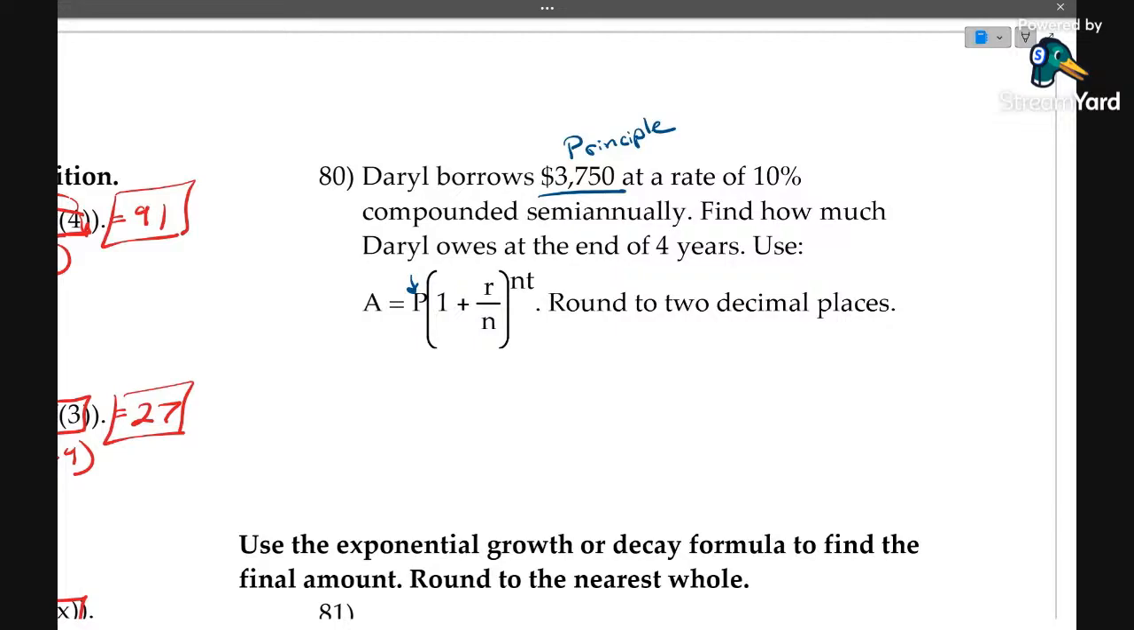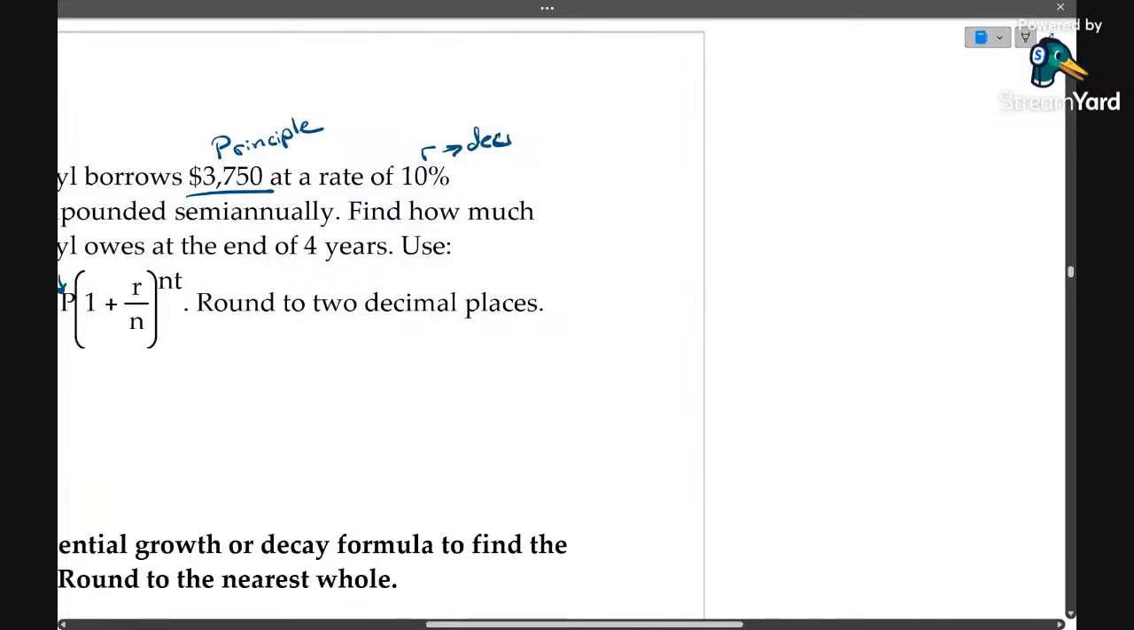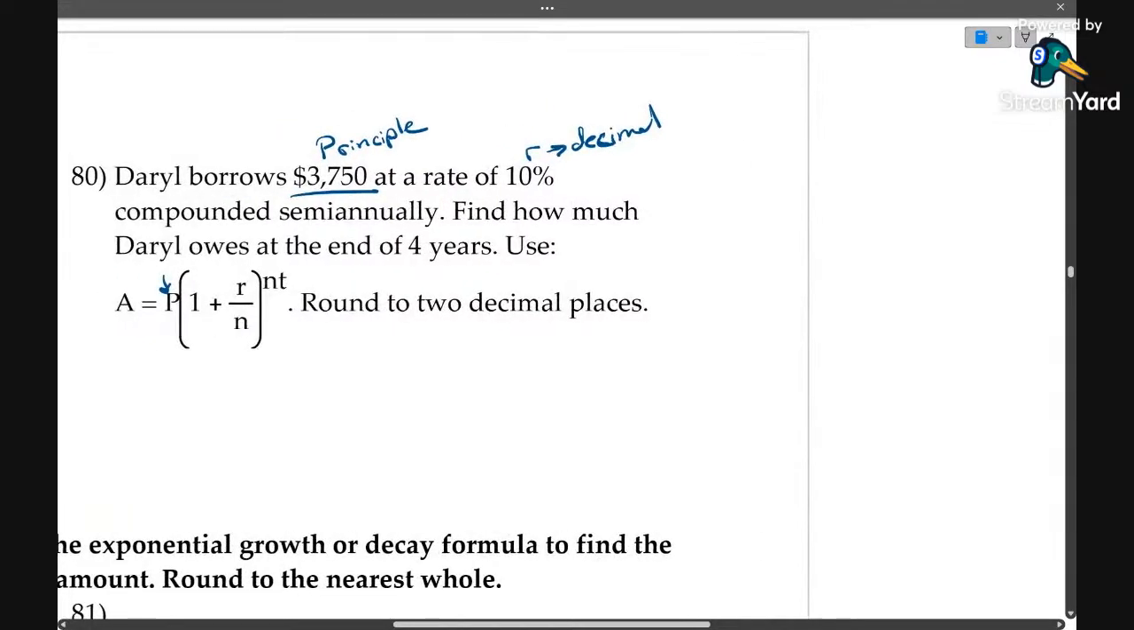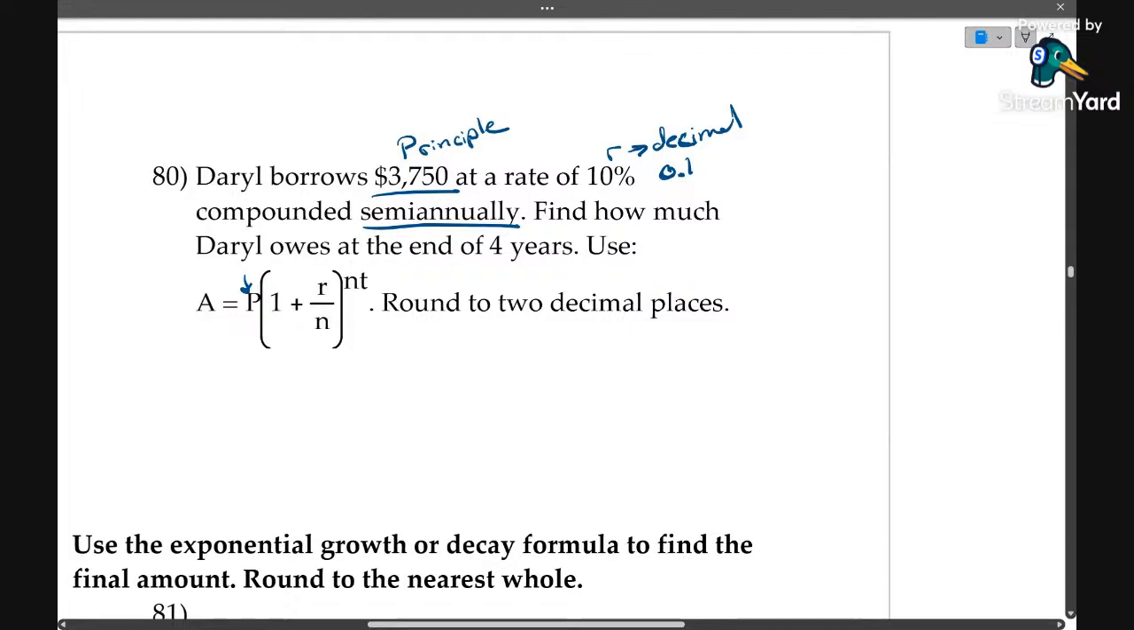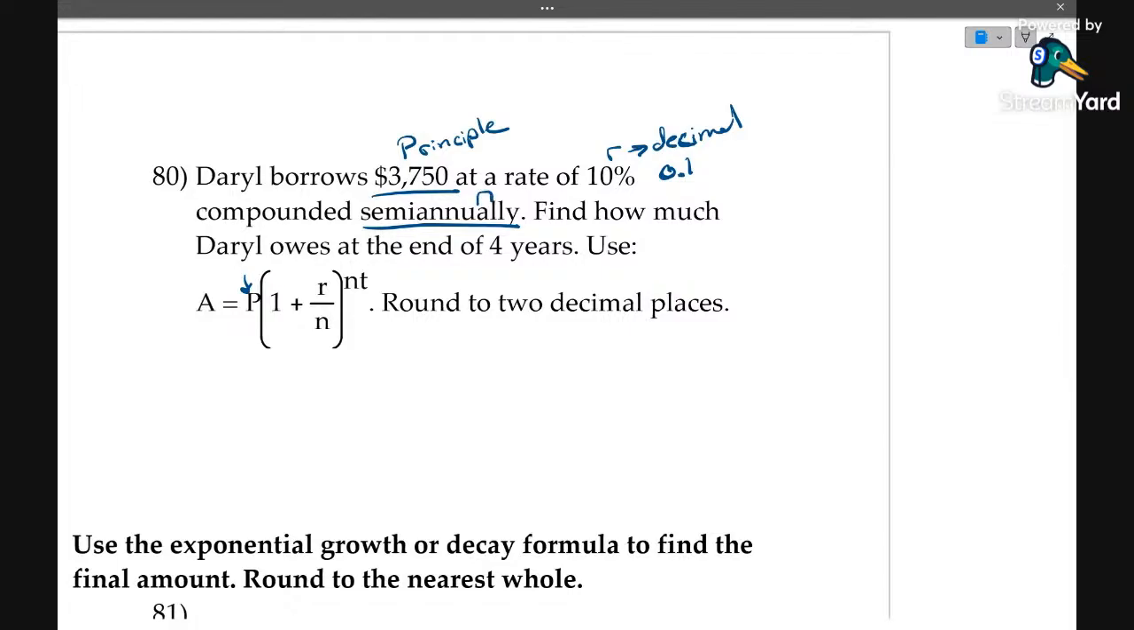At a rate of 10%, that refers to the rate, but we need to make sure we convert it to a decimal, which would be 0.1. Just divide your percent by 100. Compounded semi-annually, that refers to the compounding frequency, which is n. So the compounding frequency, it's how many times in a year it will compound. Semi-annually means it will happen twice a year.